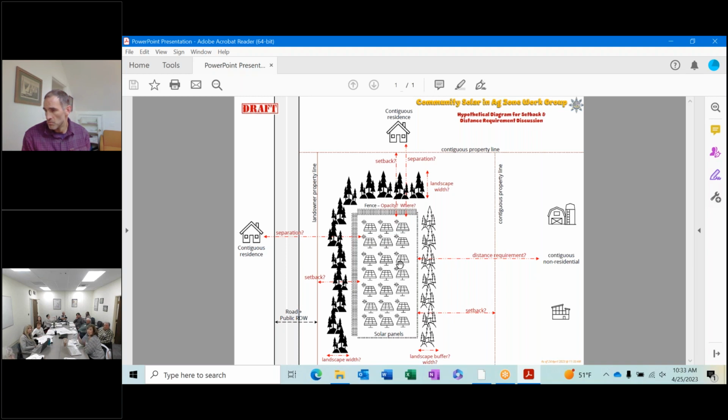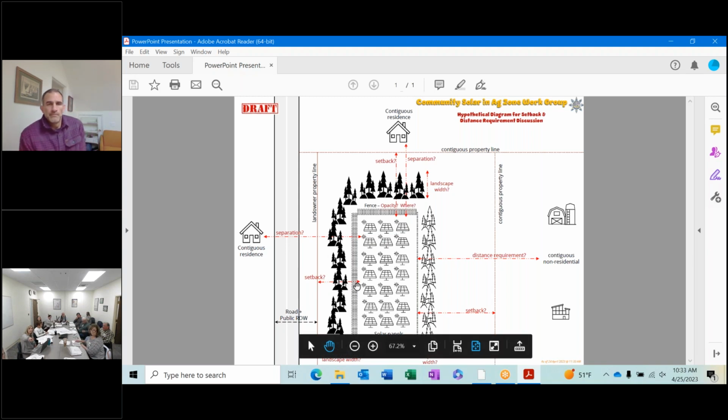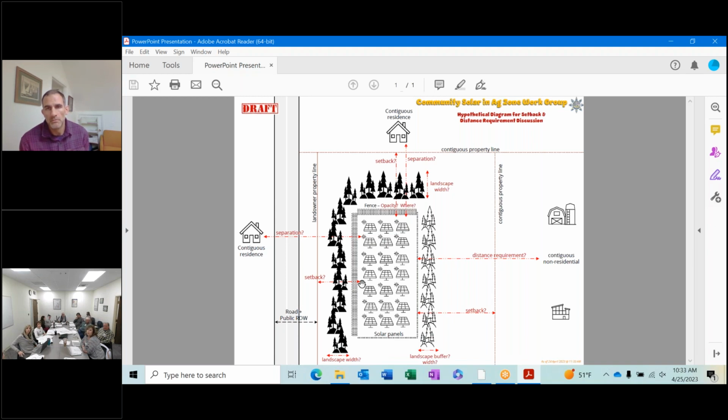Could you tell us what they are currently in the zoning? Right now, the setback is 40 feet. That's from the property line to the solar panels, to the fence, to the structure. This is not to scale. Just like your house, if your house was on there, it would have to be at least 40 feet.